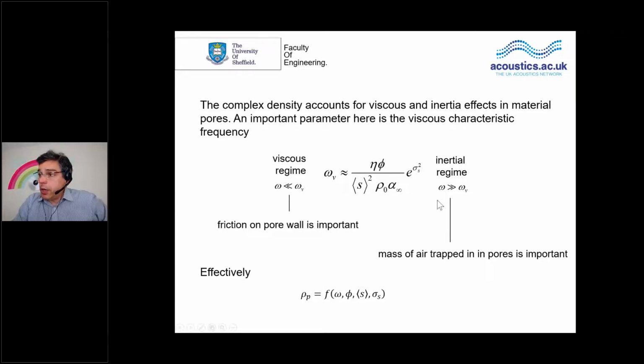So, at a frequency of sound close to this one, the viscous friction and inertial forces are maximum in terms of the ability of the sound to attenuate. So effectively, in this case, the dynamic density of fluid in the pore is a function of the frequency of sound, porosity, pore size, and the variability in the pore size in here.